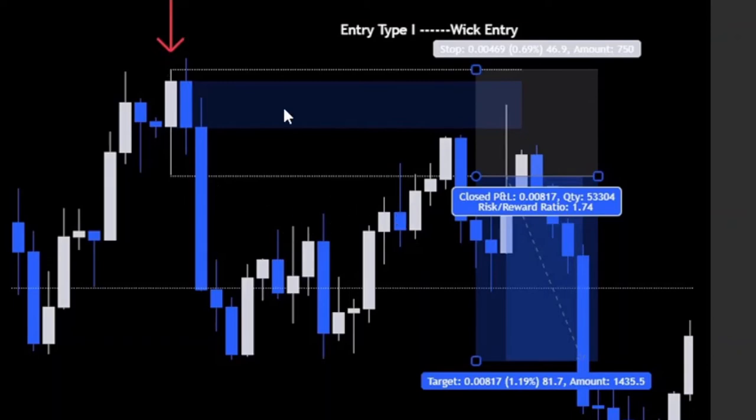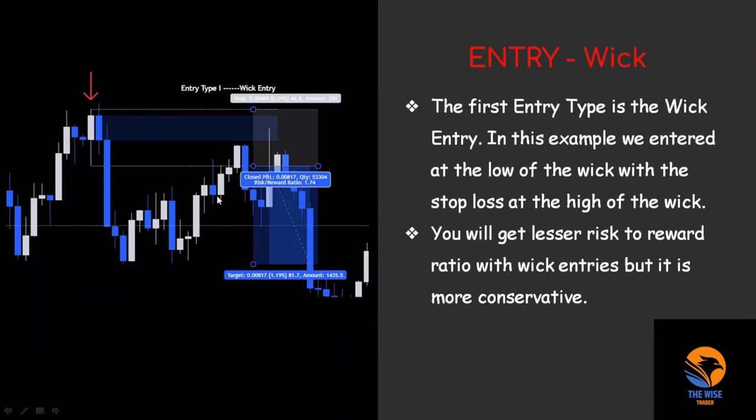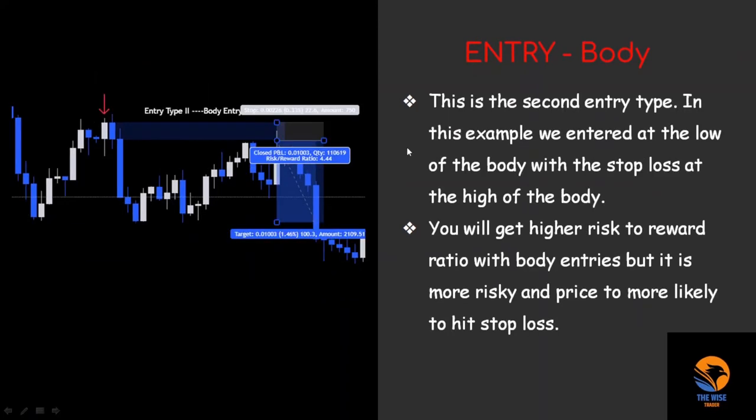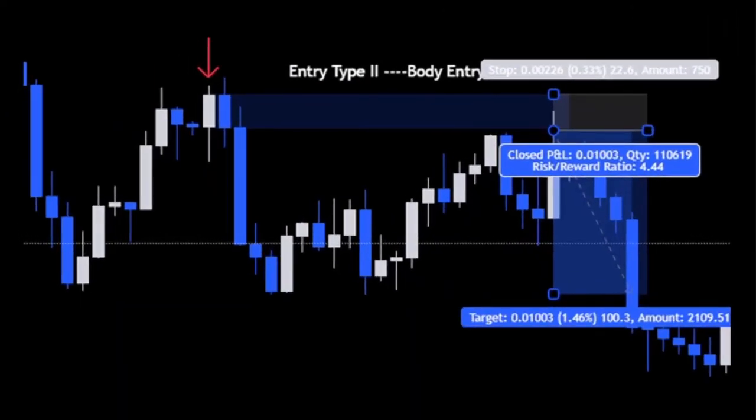This is how a weak entry looks, and you can see this candle is very big, so we can just use the body if you want to enter. So this is the body entry, the second type of entry. In this example, we entered at the low of the body with the stop loss at the high of the body, and you can see you got a higher risk to reward here. Not so high, but okay. With this kind of entry, it's more risky actually. Price has a high probability of hitting your stop loss or taking you out before making a move, so just be very careful with it.